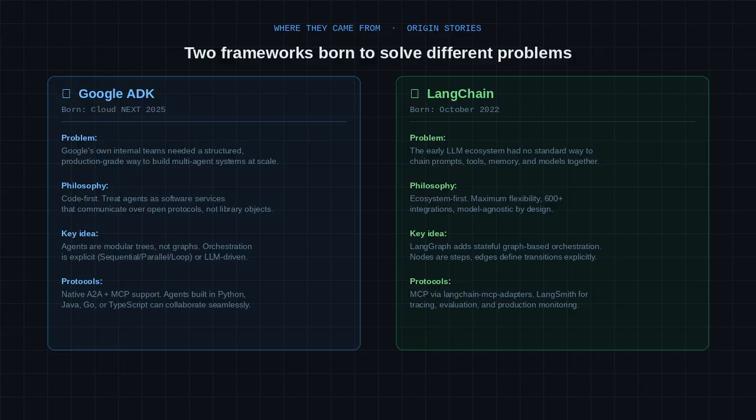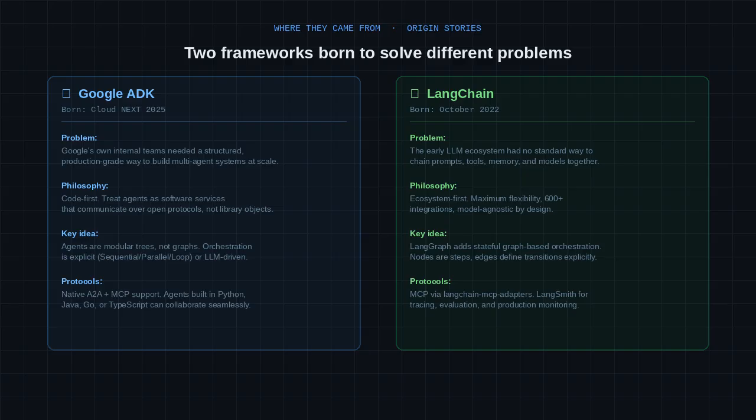LangChain was born in October 2022 to solve a real problem. There was no standard way to chain prompts, tools, memory, and models together. It became the most adopted open-source LLM framework with over 80,000 GitHub stars.